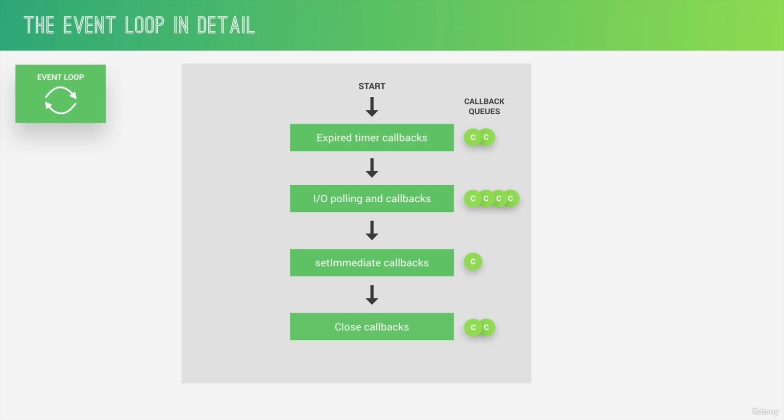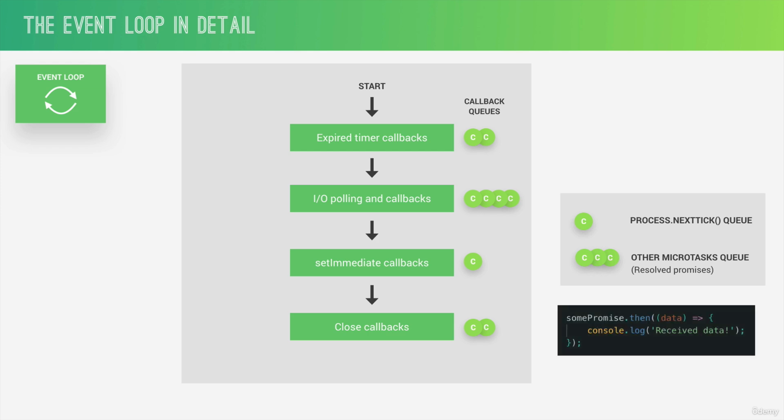So these are the 4 phases in the event loop, but besides these 4 callback queues that we just saw, there are actually also 2 other queues. The next tick queue and the other microtasks queue, which is mainly for resolved promises. If you're not familiar with promises, we will talk about them a bit in a later section. Anyway, if there are any callbacks in one of these 2 queues to be processed, they will be executed right after the current phase of the event loop finishes, instead of waiting for the entire loop to finish. Okay? So in other words, after each of these 4 phases, if there are any callbacks in these 2 special queues, they will be executed right away.